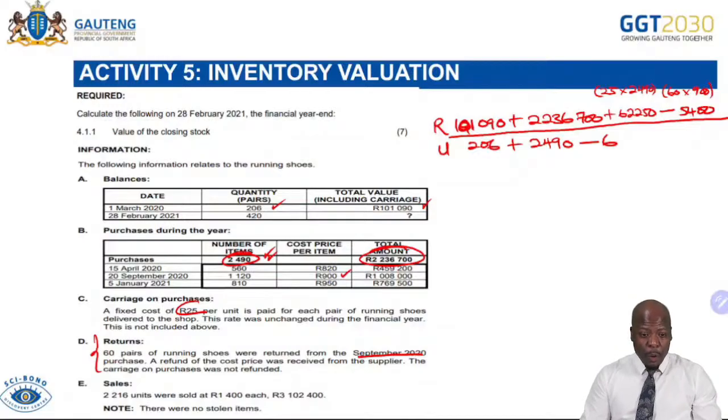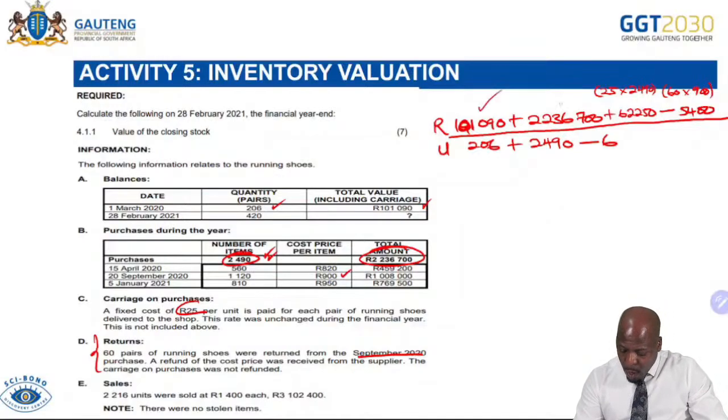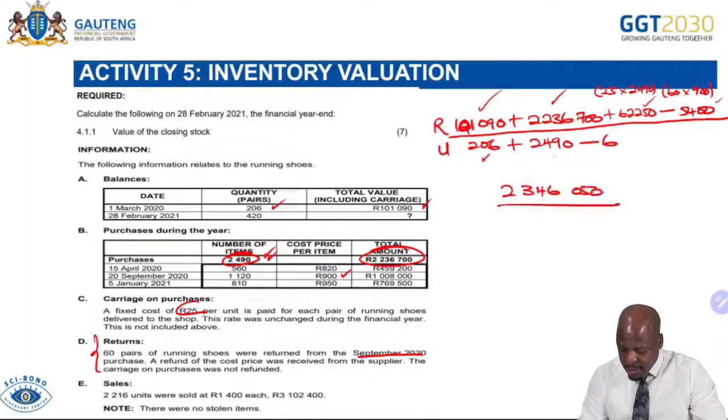Okay, so I'm going to now come and say 101,090 plus that, minus that. And then that is going to give me 2,346,050. And then I divide this by this plus that minus the 60. Remember, it's minus the 60. And then that's going to give me 2,636.